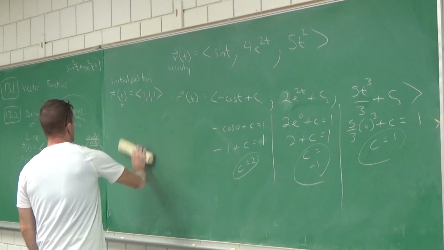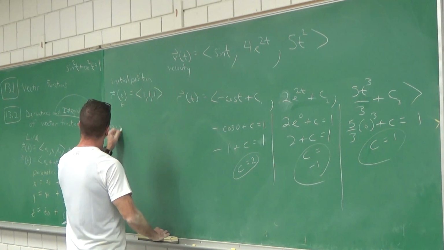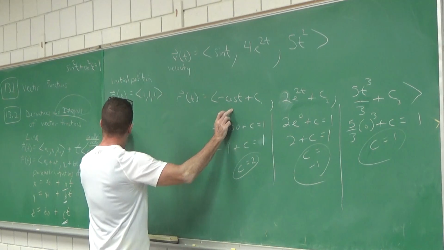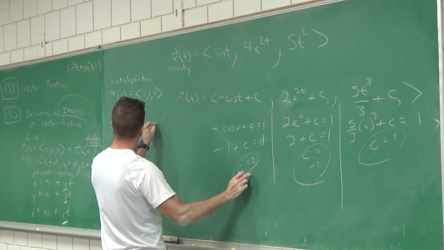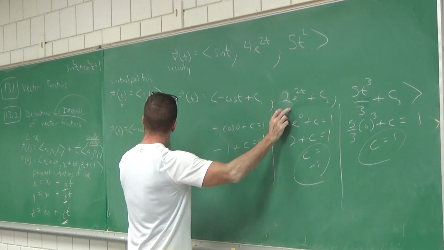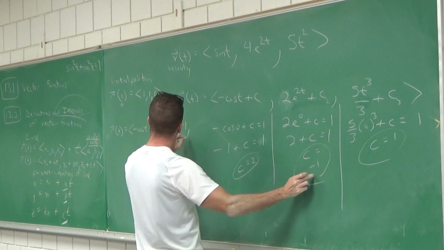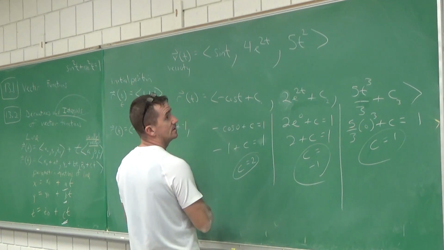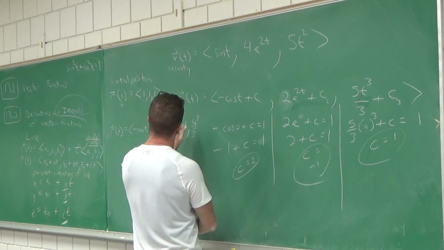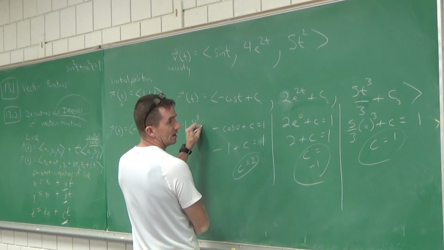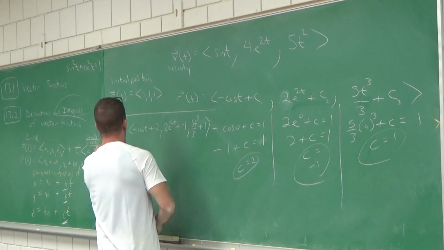So I'm going to write the final answer right here. Here it is. R of t equals negative cosine t plus a 2, comma, 2e to the 2t plus a negative 1. And the last component is 5t cubed over 3 plus a 1. There's my answer.